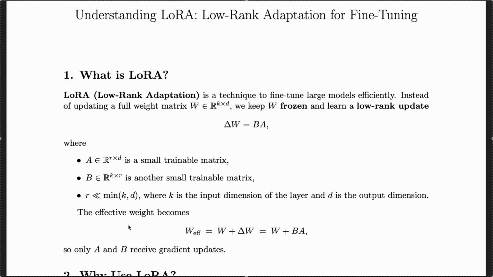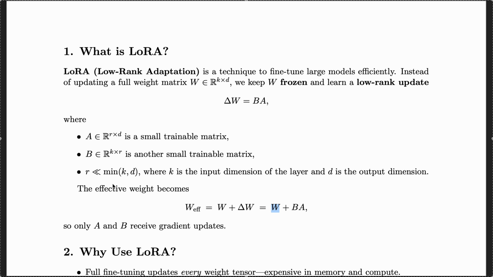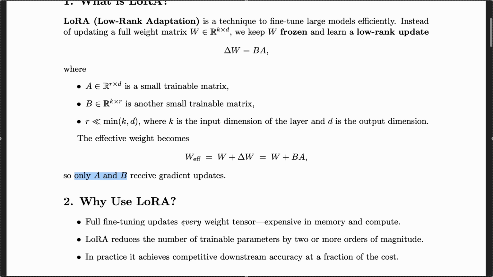And so the effective weight becomes, so that's why W effective equals W, the original large W that we've frozen, plus the change in W, which is B times A. So essentially, we're simply going to be adding B times A to the original W matrix. Okay, so it's essentially that simple. So only the A and B matrices receive gradient updates.